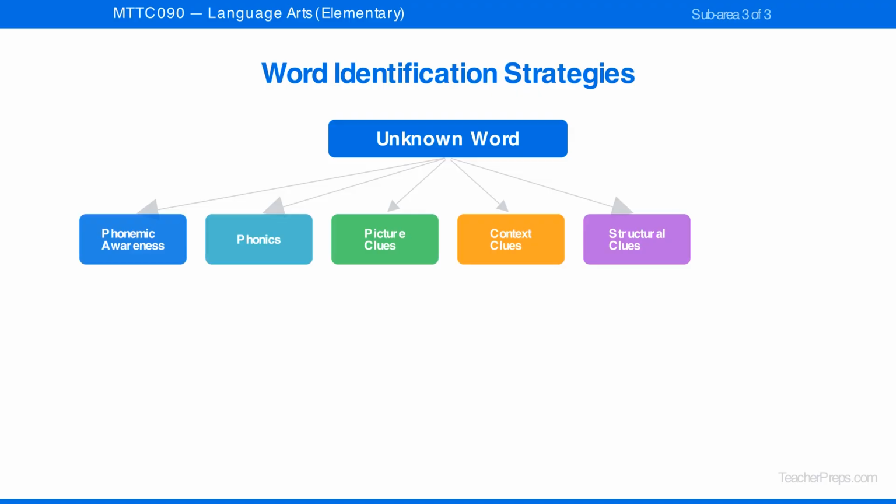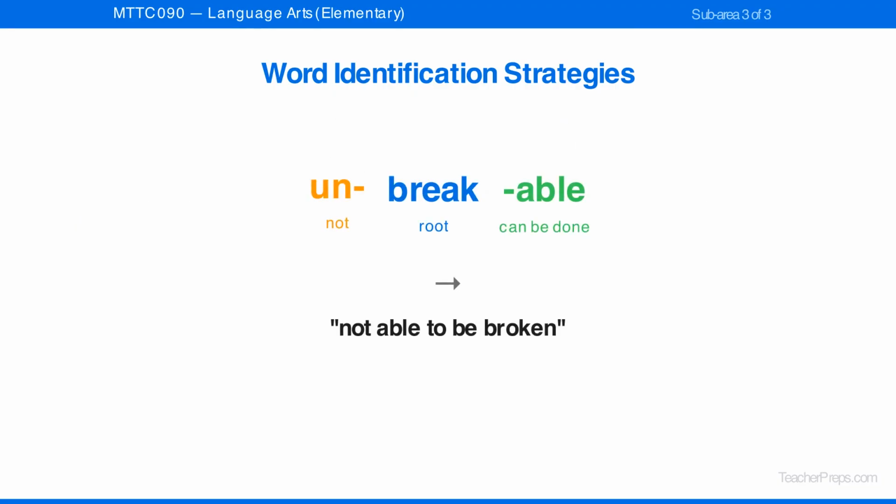Structural clues, also called morphemic analysis, involve breaking a word into meaningful parts. If a student encounters the word unbreakable, they can break it apart. Un means not. Break is the root word, and able means can be done. So unbreakable means not able to be broken.